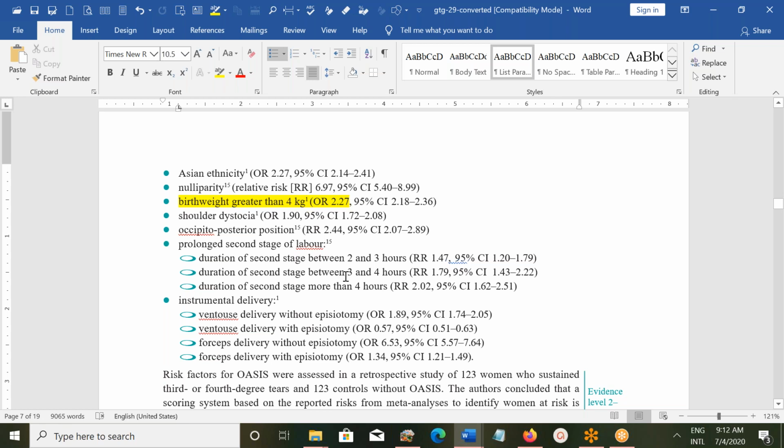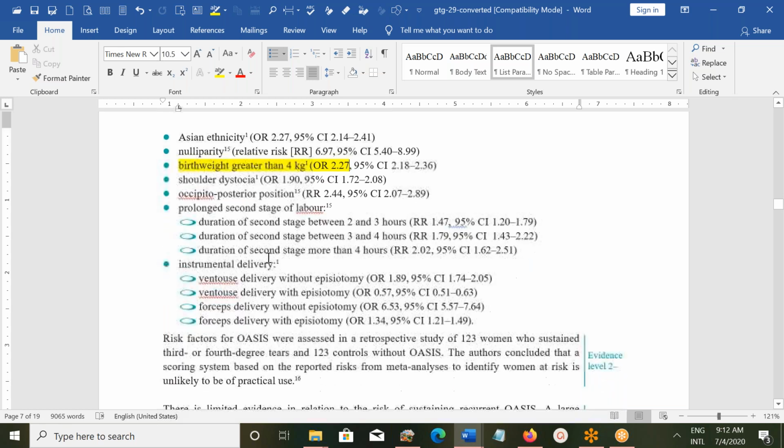The second stage means from full dilatation to expulsion of the baby. If it is between 3 and 4 hours, then again the relative risk increases by a small number. But when the duration of the second stage is more than 4 hours, then the relative risk will increase significantly. Is instrumental delivery associated with a higher chance of having injury? Yes, it is, but with ventouse delivery without episiotomy, less chance. The chance is 1.8, but if you are doing ventouse delivery with episiotomy, the chance will be very low, like it will become 1/3.